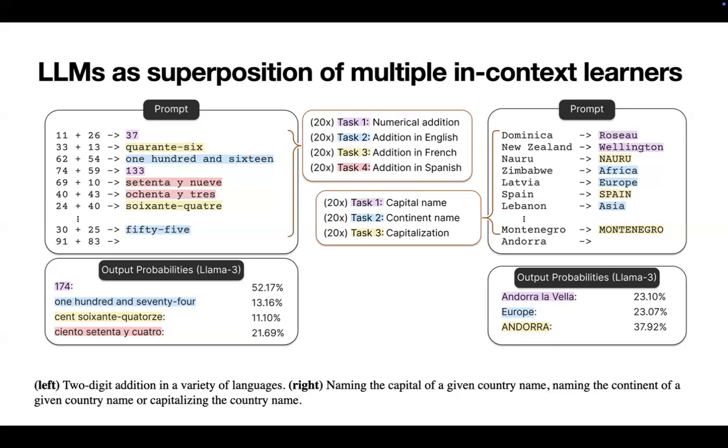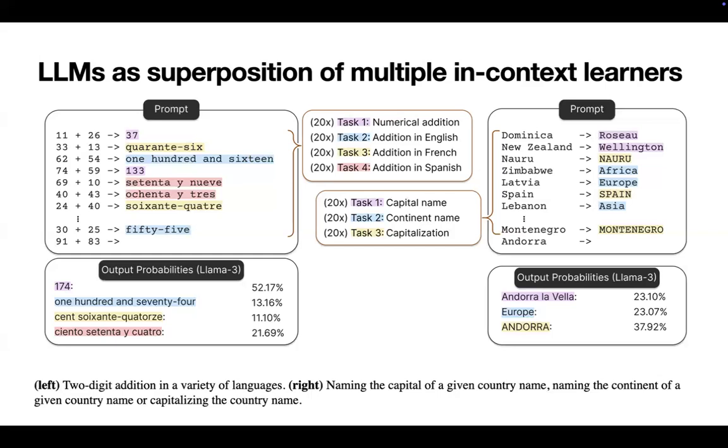If we put this query here, we can see the output probability being 174, having 52%, and performing the addition in English text about 10%, and the addition in French text about 10%. And for the last task, addition in Spanish, the probability of the correct output is about 20%. And they all add up to nearly 100%.